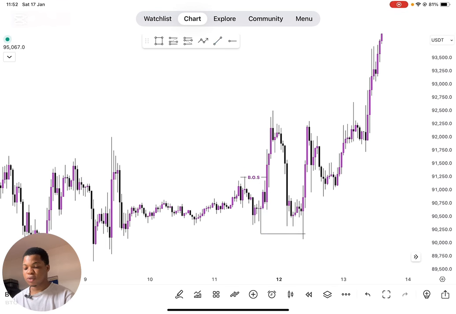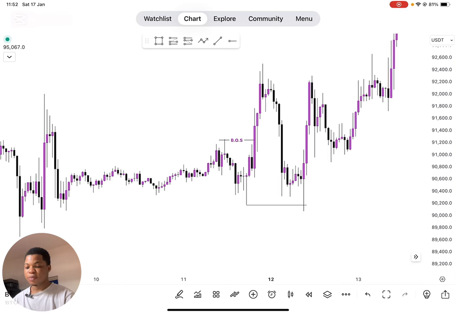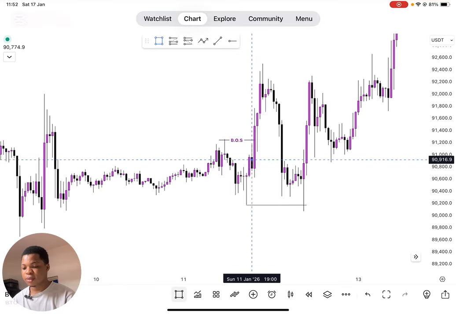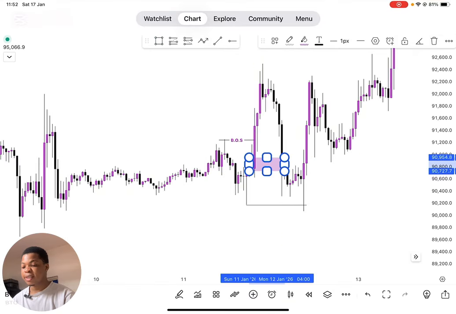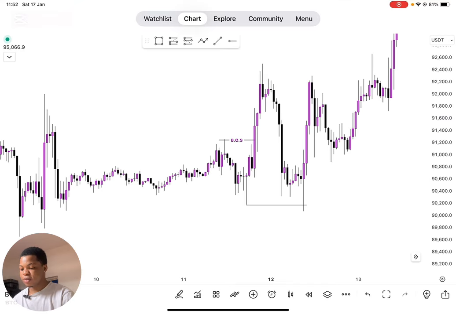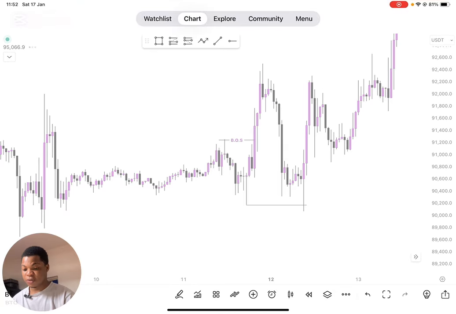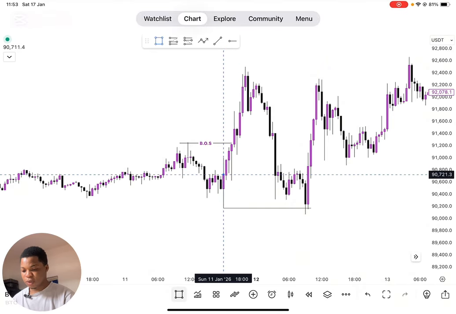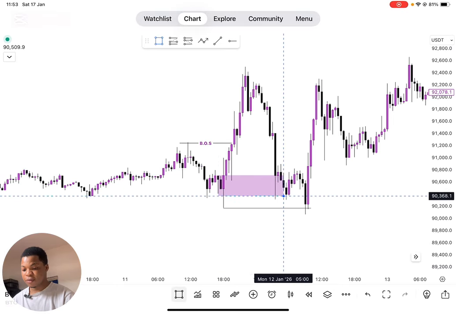This is a break of structure to the upside. So now I was in need of an order block to take this trade. As you can see, the only visible order block here is this one. But then I didn't use this one, so I went down to the 30-minute time frame in search of an order block that's something lower. So this was the one I later picked out on the 30-minute time frame.